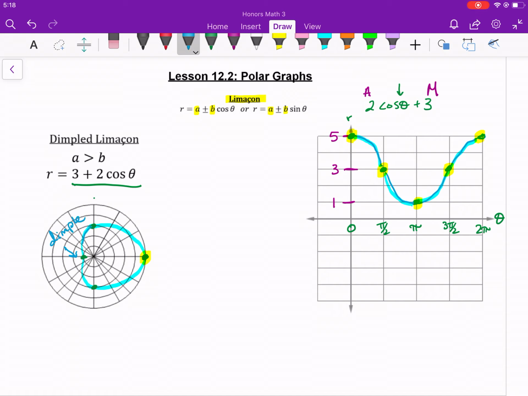And what we're talking about is that it comes back in a little bit, just ever so slightly. It comes in, and so on. So that's why it's called the dimpled limaçon. Okay, so that's where the reference graph can help.